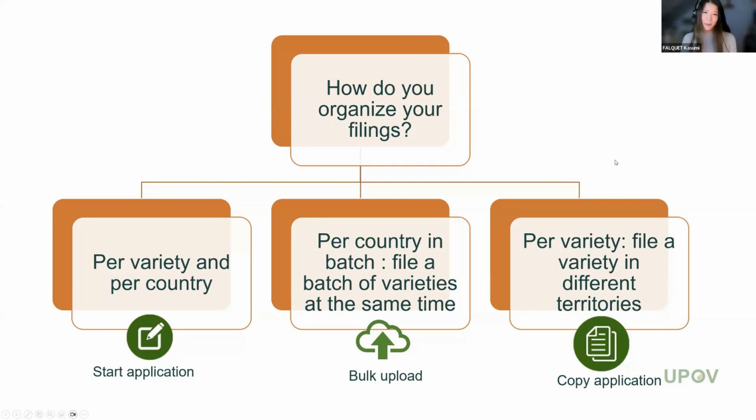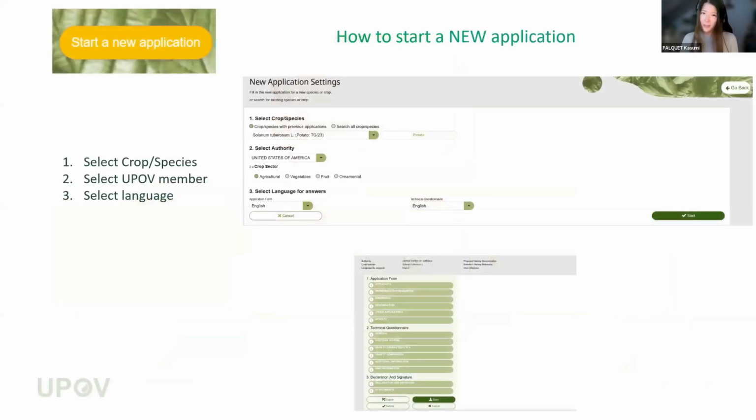Okay. So now let's walk through how to start an application from scratch. This is the standard way when applying per variety and per country. To begin, you have to log into your PRISMA account. If you don't have it, don't worry, we'll explain it later. When you log in, you click on Start New Application, and this will take you to the New Application Settings page, where you will select crop and species.